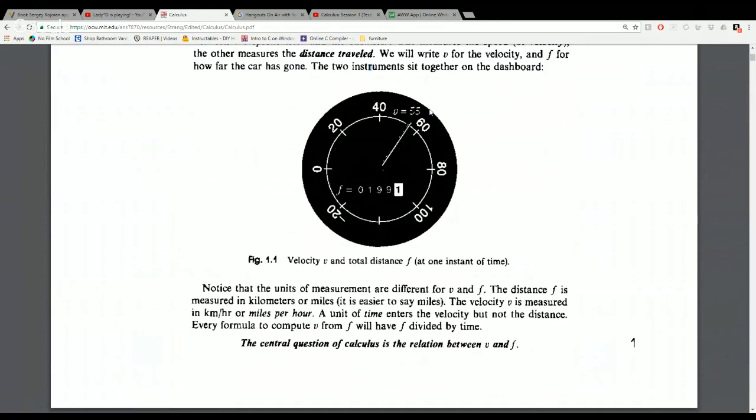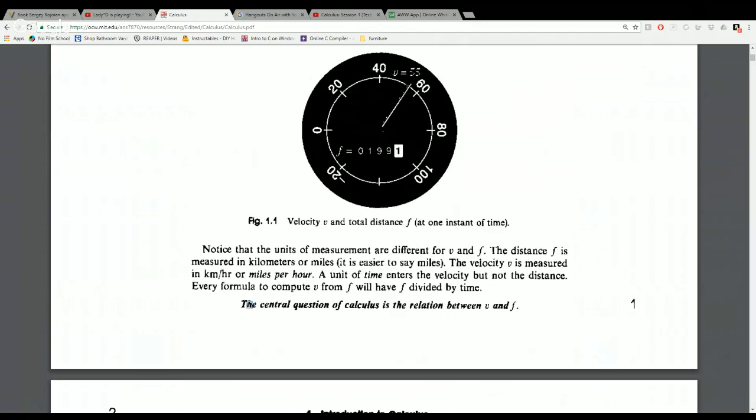Okay. The unit of time enters the velocity, but not the distance. Every formula to compute velocity from f will have f divided by time. Okay, and here's in bold, the central question of calculus is the relation between v and f. So you should definitely think about this. He says the central question of calculus is the relationship between these two functions.